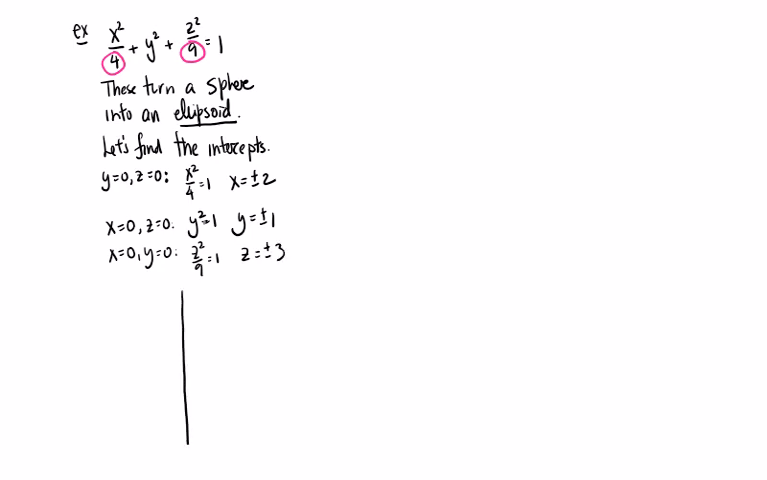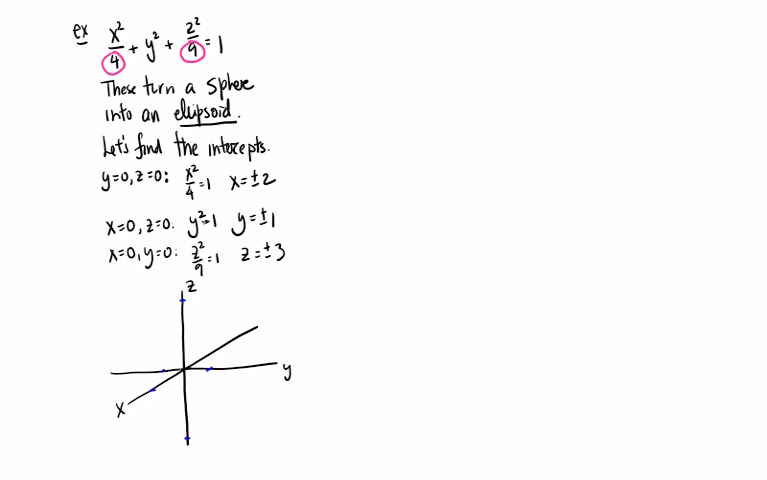So the easiest way to draw this, for me at least, is to plot those intercepts and then just do the best you can about filling in an egg shape. It's not easy to do, in fact. So the z's will be up and down at 3, pretty far apart. The y's are at 1, those are really close. And the x's are at 2's.